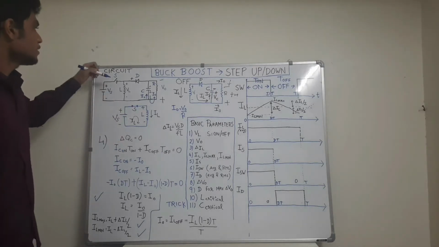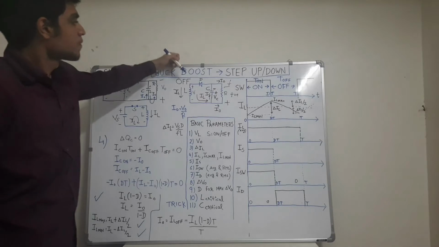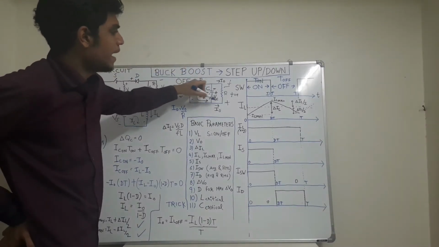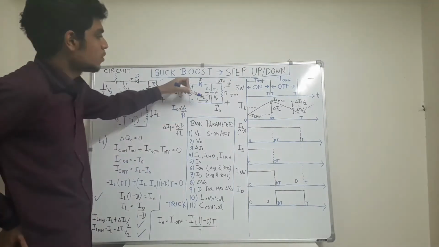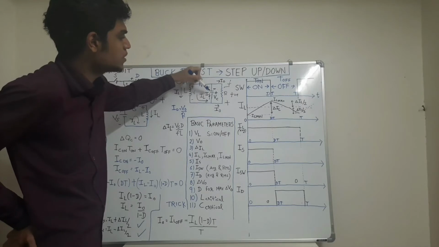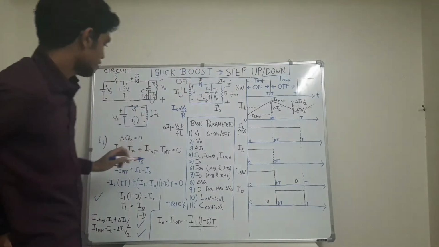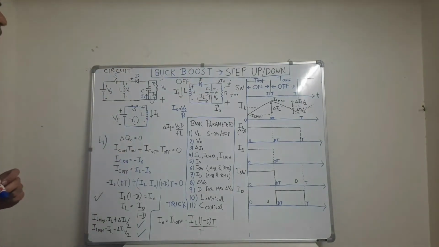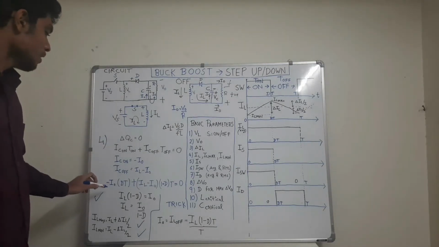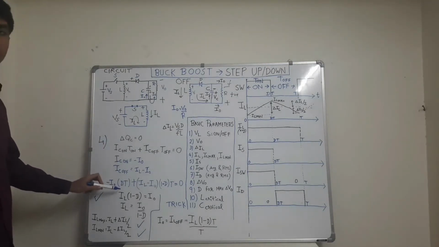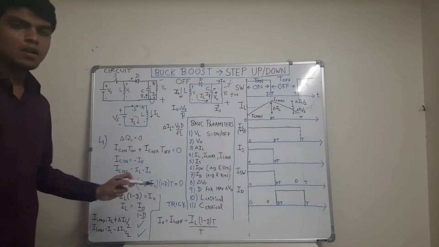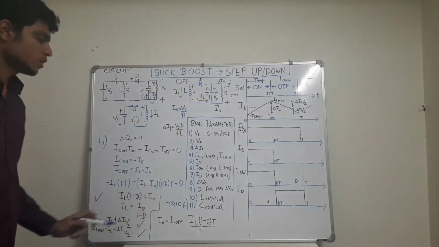And IC off: in the off time, when the switch is off, the inductor is charging the capacitor and the load both. So the capacitor current will be equal to IL minus the load current I naught. Therefore IC equals IL minus I naught. Now we put it in the formula: minus I naught into dT plus (IL minus I naught) into (1 minus d)T equals 0.